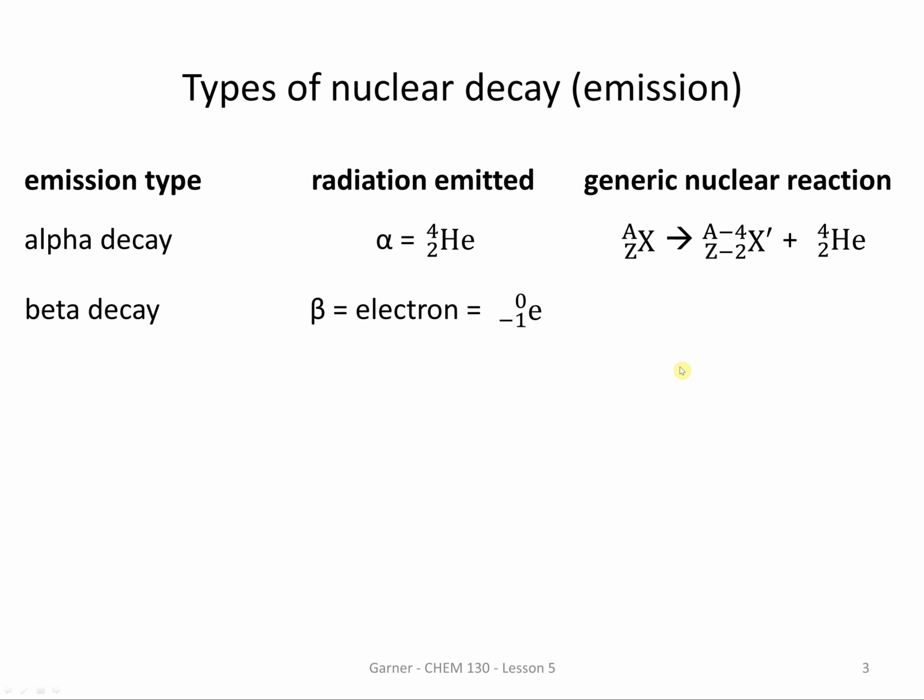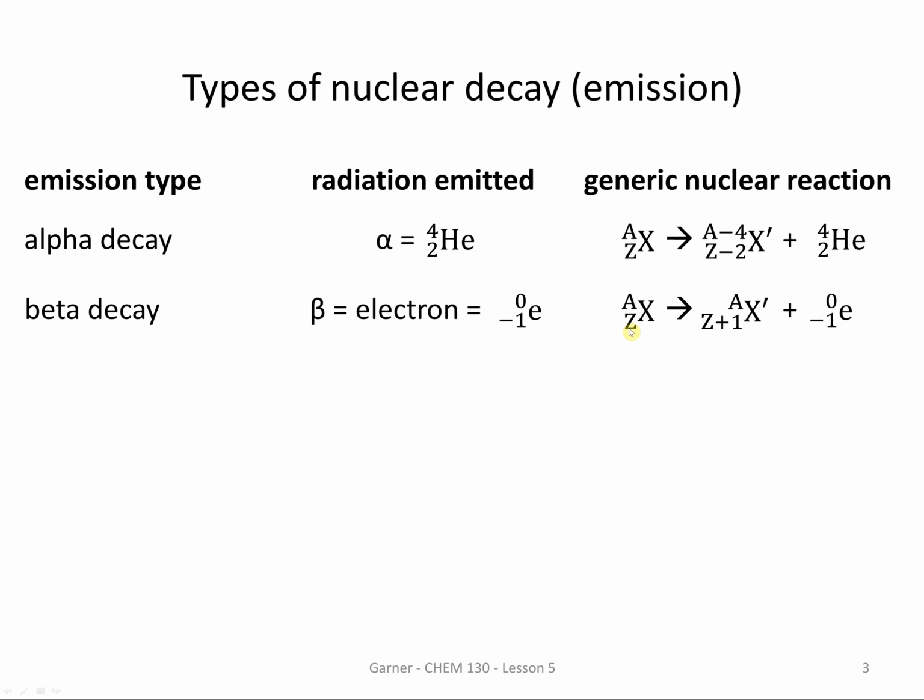We can do the same thing for beta decay. We can write out a nuclear reaction representing the beta decay process. So beta decay is the process that we saw on that last slide, in which a neutron was transformed into a proton and an electron, and the electron was ejected from the nucleus.